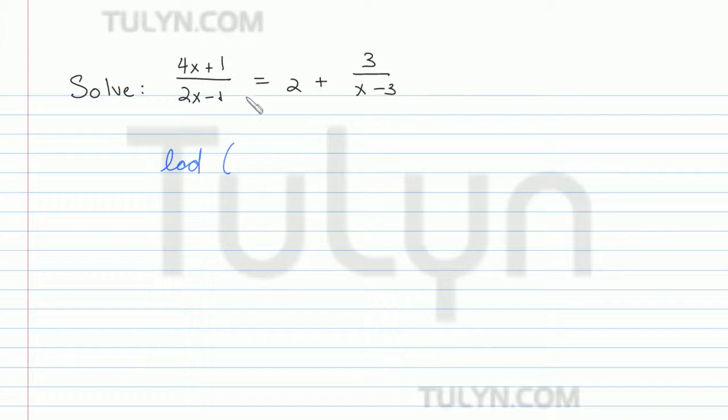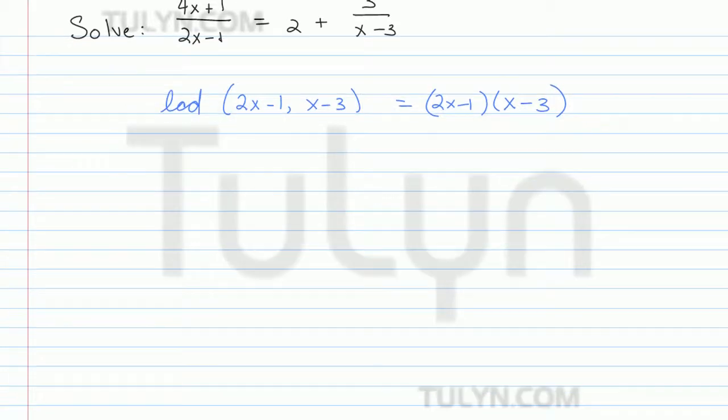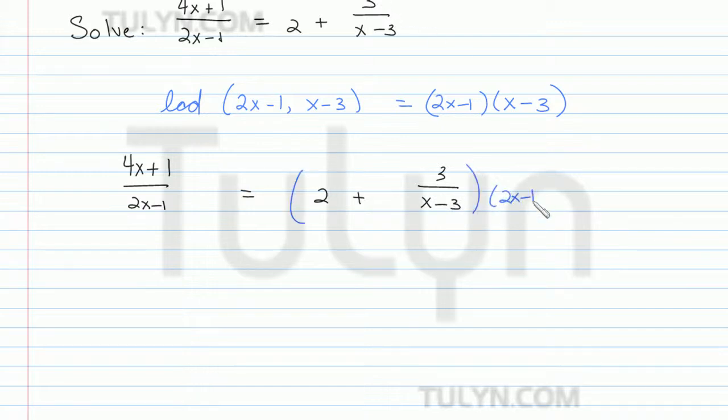So the LCD of the terms we're looking at, that's 2x minus 1 and x minus 3, is just multiplying them together, right? 2x minus 1 times x minus 3. That's going to be the LCD. So we want to multiply both sides of the equation by that value. So we have 4x plus 1 over 2x minus 1 is equal to 2 plus 3 over x minus 3. And we want to multiply both sides by 2x minus 1 times x minus 3.